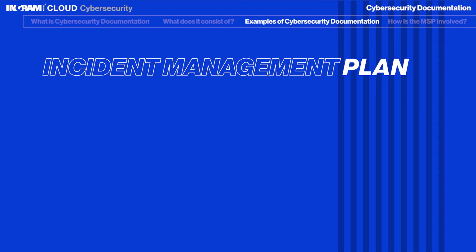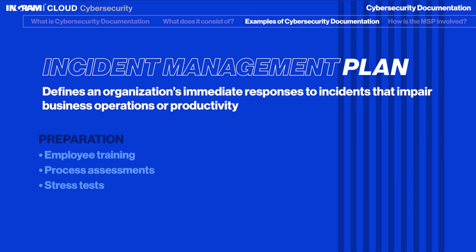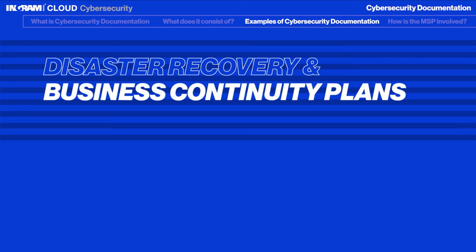Incident Management Plan. The Incident Management Plan defines an organization's immediate responses to incidents that impair business operations or productivity. Incident management plans include preparation such as employee training, process assessments, and stress tests, and actions such as discovery and immediate triage and containment plans. A good incident management plan leads directly to the next type: disaster recovery and business continuity plans.